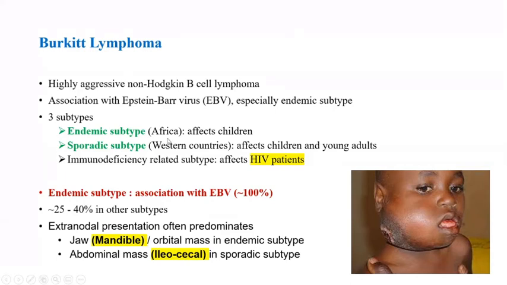So you can see this is a child with mandibular involvement. So in endemic, the most common site of involvement is the face, and in the face it's the mandible. So it will present as a mass lesion, and it can also show ulceration. In the sporadic type, they present as an abdominal mass. So the most common site of involvement is ileocecal. So they will present as a mass lesion in the ileum and the cecum. So you should remember, in endemic it's face and mandible, and in sporadic it's ileocecal, and it will be Epstein-Barr virus negative.